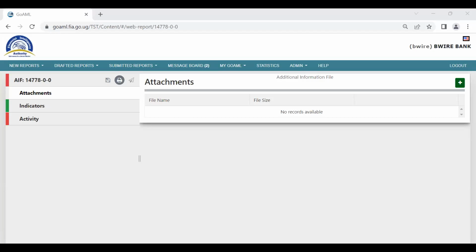Someone has just joined, asking for clarification about indicators. Indicators are what tipped you off to file a suspicious transaction report. What tipped you off? So for additional information files, of course, you won't need indicators. Basically, indicators are for suspicious transaction reports, suspicious activity or suspicious transaction reports. Okay.